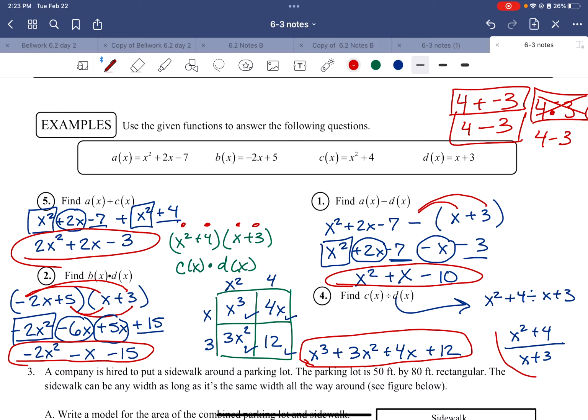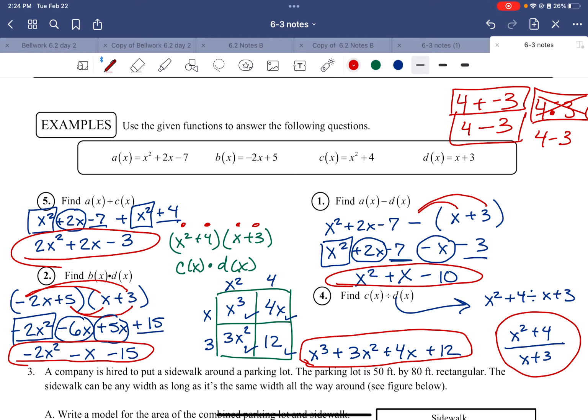If you could simplify it, if there was anything that you could factor out of the top and also factor out of the bottom and reduce, you would, but usually you can't, and so you just end up leaving it like that. When you get to 11th grade math, you're going to work with dividing polynomials a lot more, and there are a few more things you can do. But for now, you're just going to leave it in this form. All right, so those are the examples.